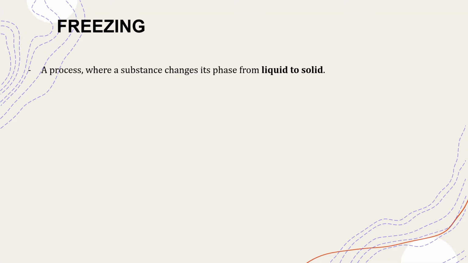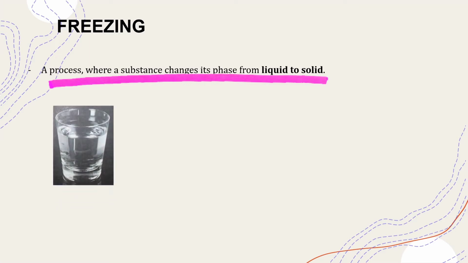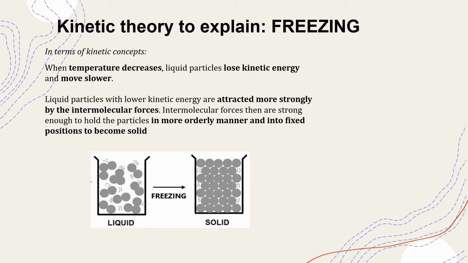What is freezing? Freezing is a process where a substance changes its phase from liquid to solid. In terms of kinetic concepts, during freezing, the temperature decreases, causing the liquid particles to lose their kinetic energy and move slower. Liquid particles with lower kinetic energy are attracted more strongly by the intermolecular forces, and the strong intermolecular forces then hold the particles in a more ordered manner and into fixed positions to become solid.